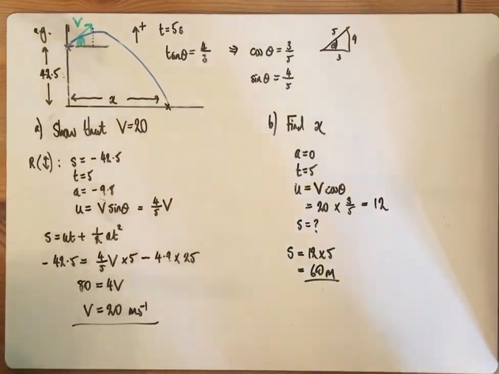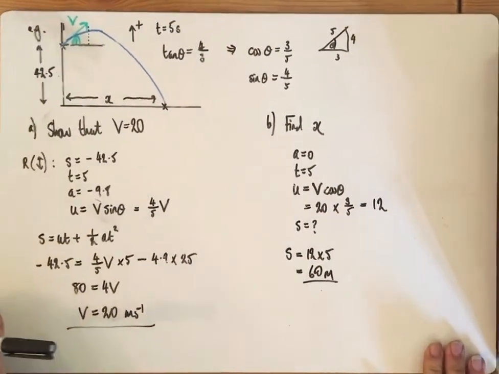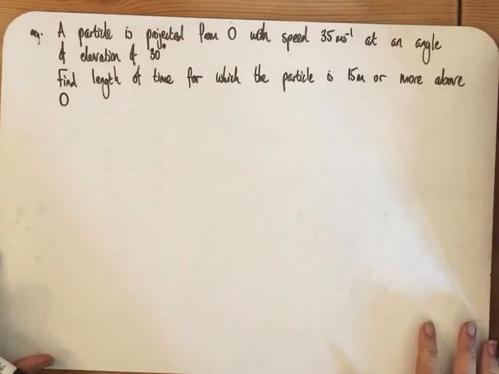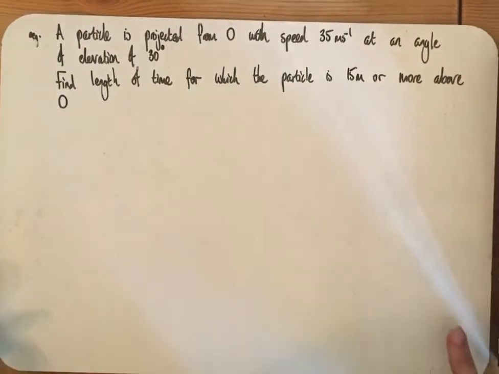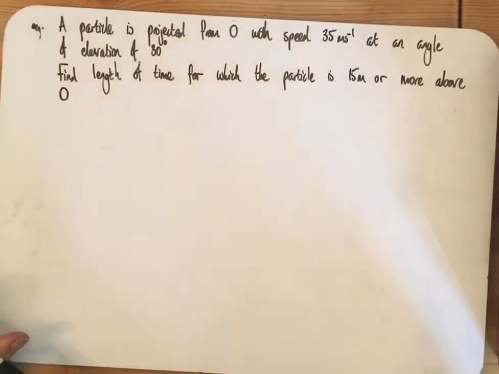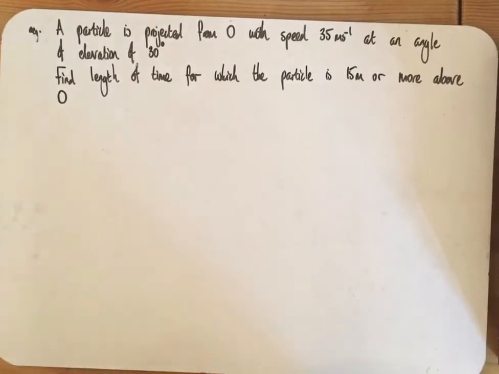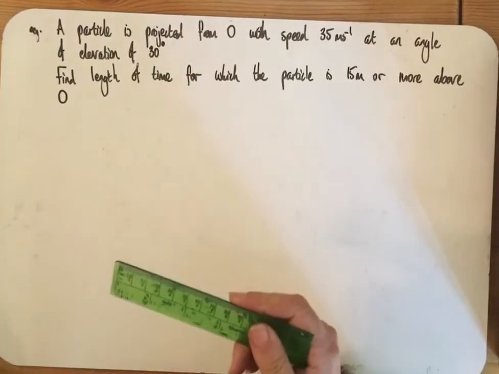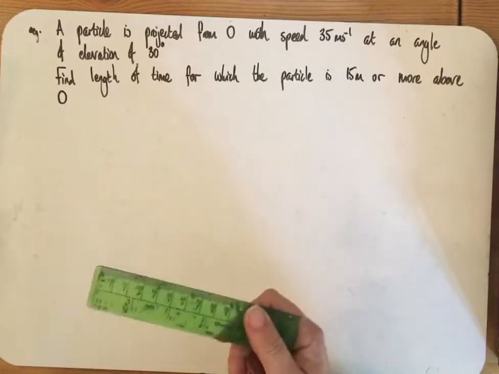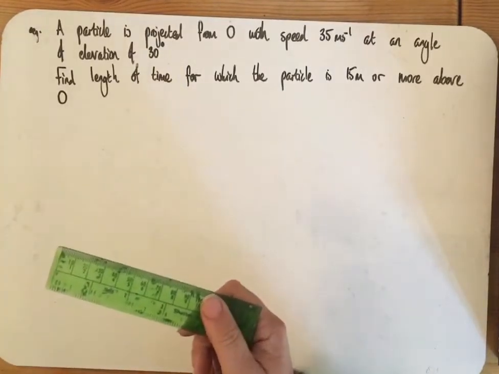So that's that. Another one. Reeling them out. A particle is projected from the origin with speed 35 metres per second at an angle of elevation of 30 degrees. Find the length of time for which the particle is 15 metres or more above the origin, or above projection.